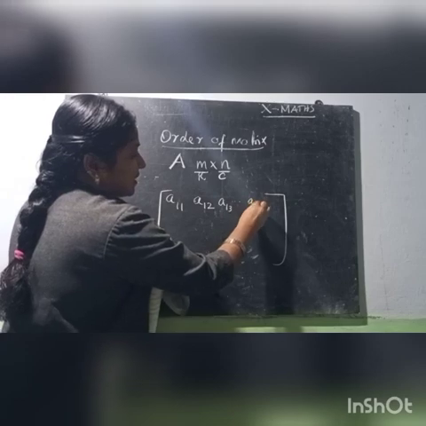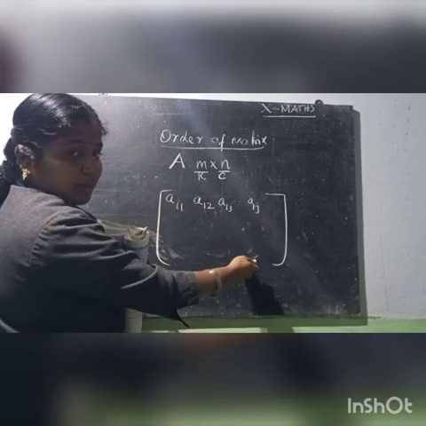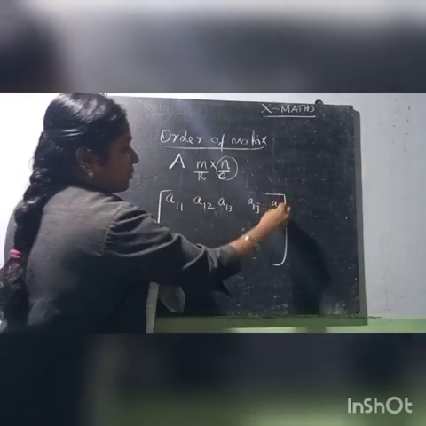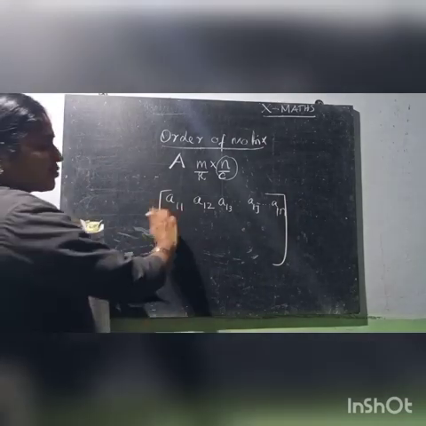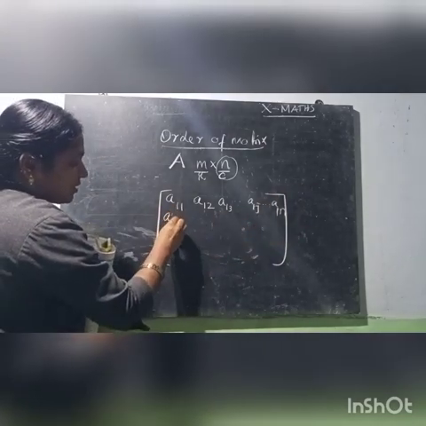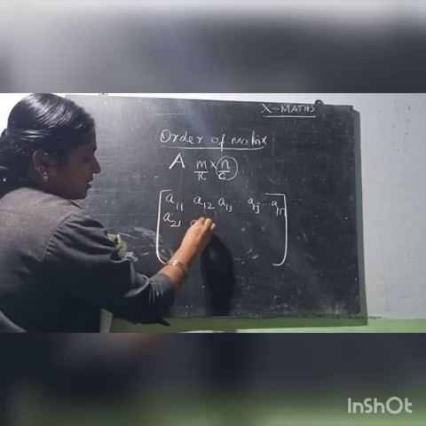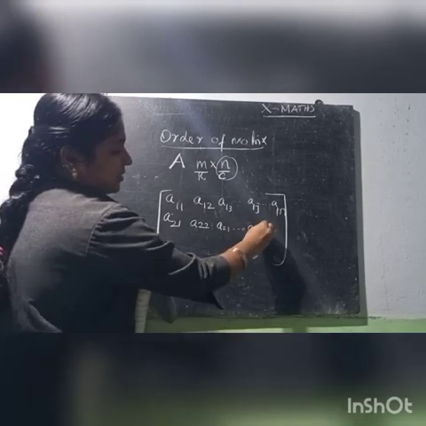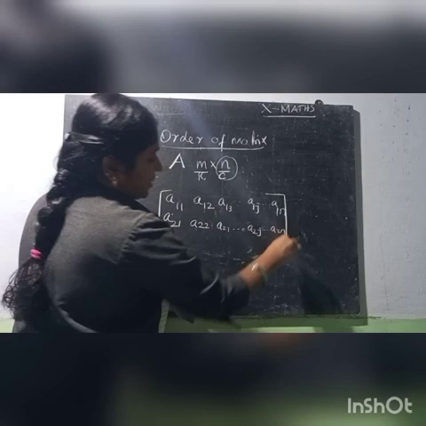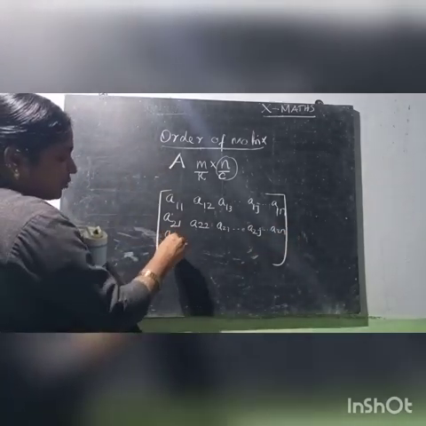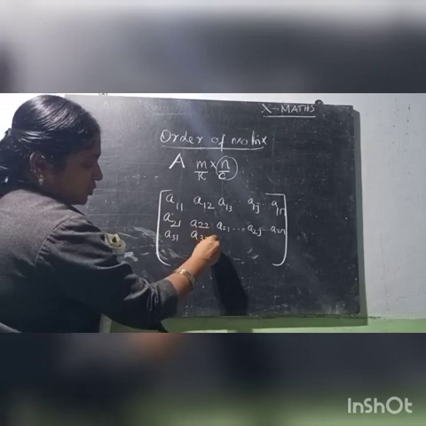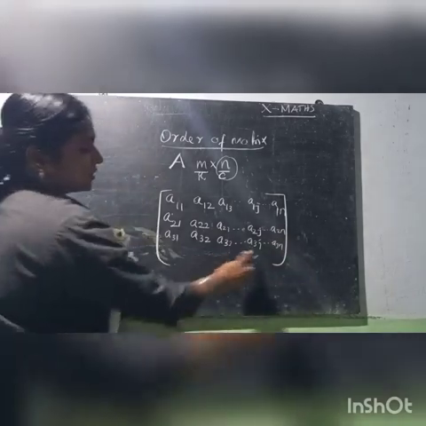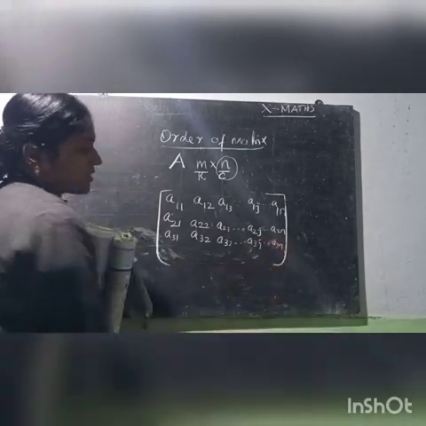Then in the middle will come A1J. J means some column number. And at the last of the first row, how many columns do we have? N columns. So A1N. So the first row is over. Then second row, first column: A21. Then A22. Then A23. Then here we get A2J. This is the J column. And A2N. Then again A31 because this is the third row. Then A32, A33, A3J, then A3N. Third row, nth column. So it's known as A3N.